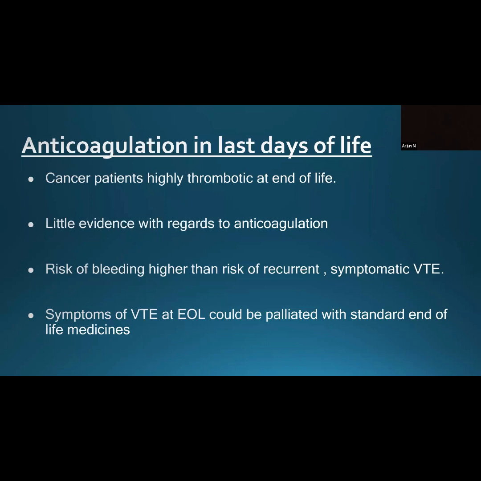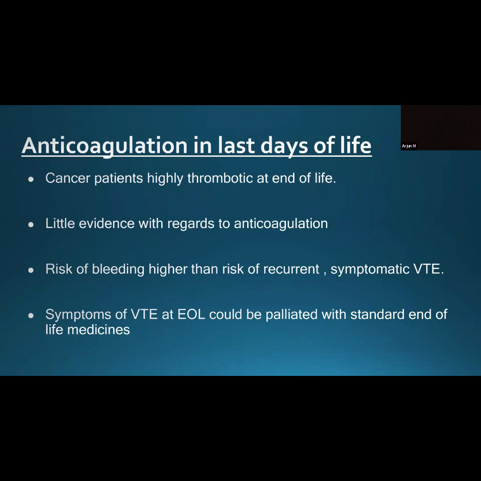With regards to anticoagulation in the last days of life, like I mentioned earlier, very little research has been conducted, and there are few guidelines on how to manage these patients. As we are all aware, cancer patients are at a high risk of developing thrombotic events even in their end of life situation. But we have little to no evidence regarding how to manage this with regard to anticoagulation.